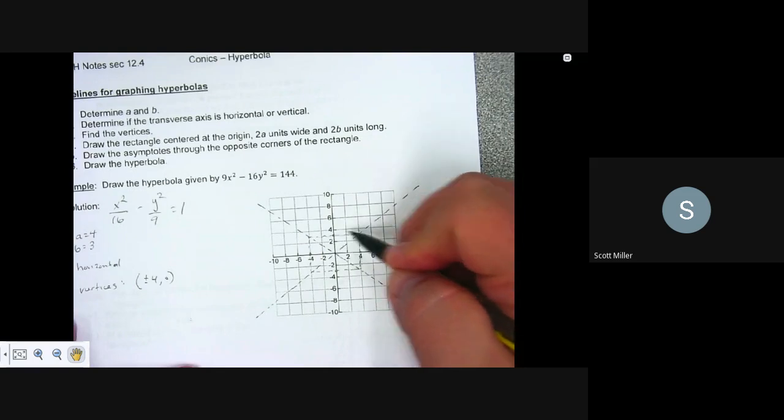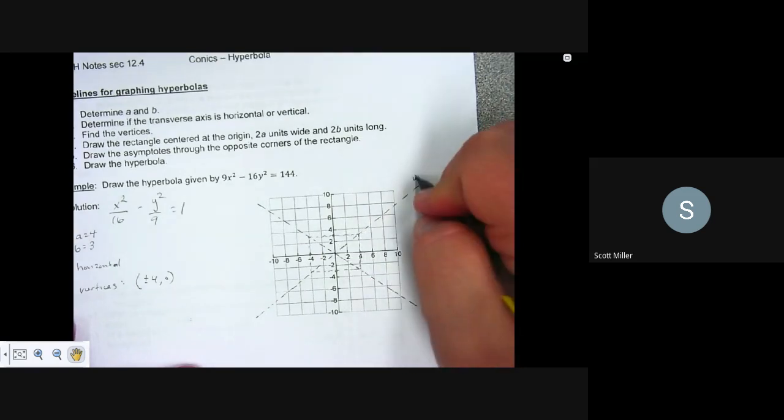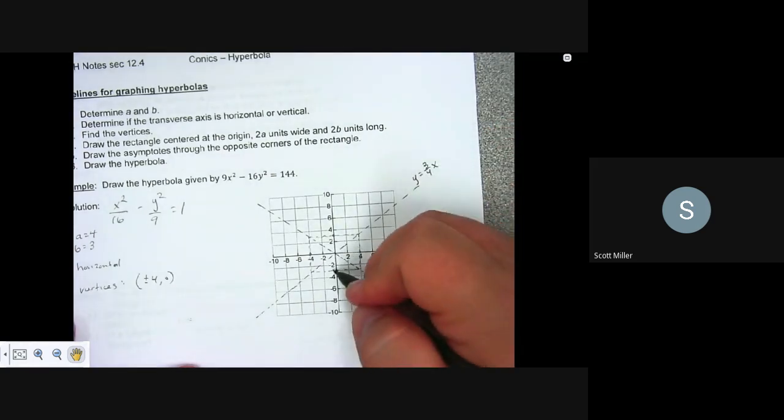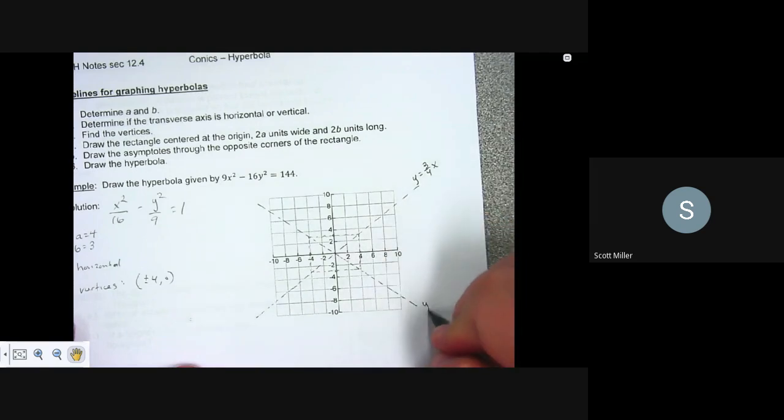The equation for these, since they go through the origin, you just need to know the slope, which is going to be rise over run. So it's going to be up 3 and over 4. So this is y equals 3/4 x. This one is the negative, so you're going to go down 3 and over 4. So this is y equals negative 3/4 x. And you're going to want to name those asymptotes for me.